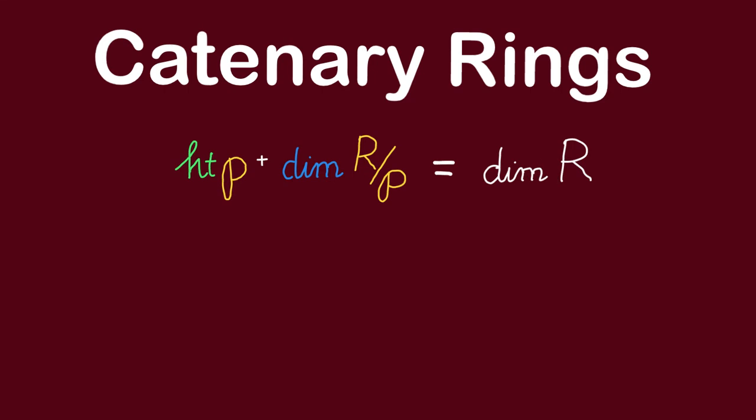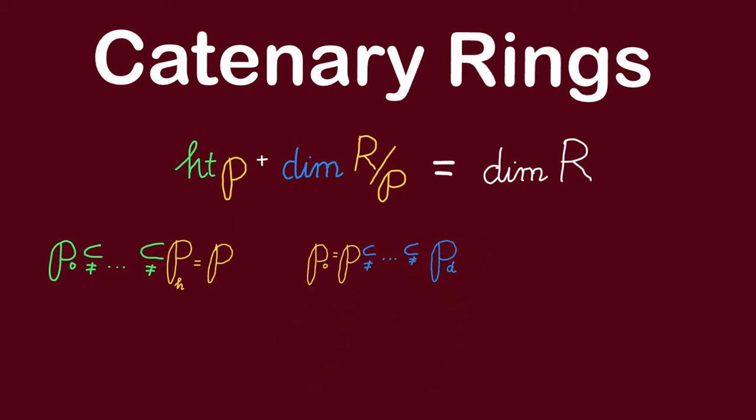Now, the height of P is defined to be the length of a maximal chain of prime ideals inside P. On the other hand, dimension of R over P would correspond to the longest length of a maximal chain of prime ideals starting from P. And dimension of R is defined to be the longest length of a maximal chain of prime ideals contained inside R. So we might argue that we can always combine a maximal chain of prime ideals contained inside P with a maximal chain of prime ideals starting from P to get a maximal chain of prime ideals inside R.